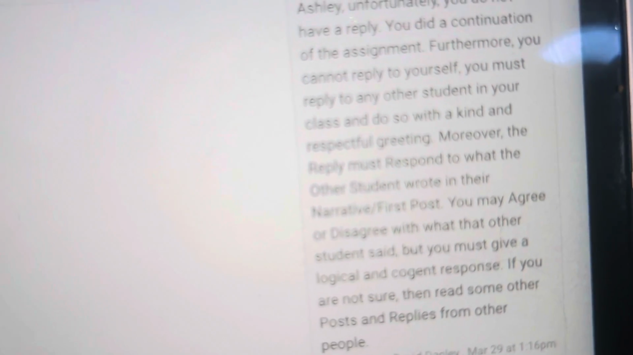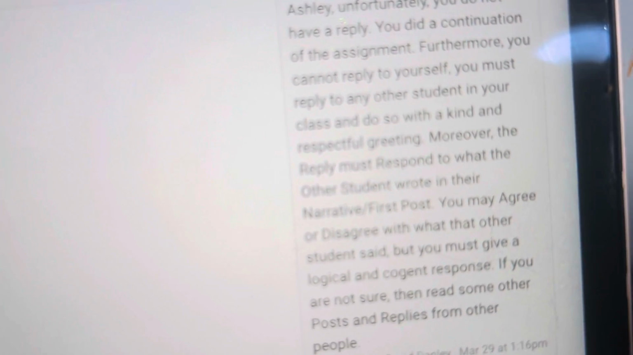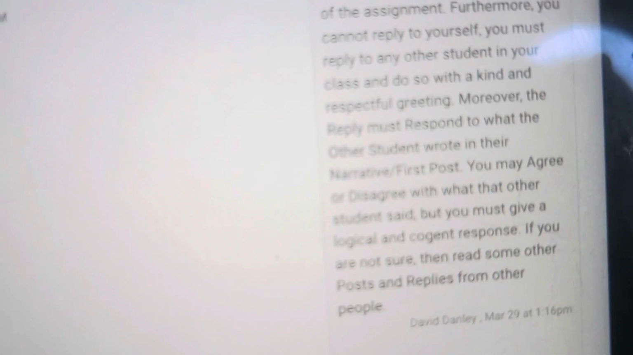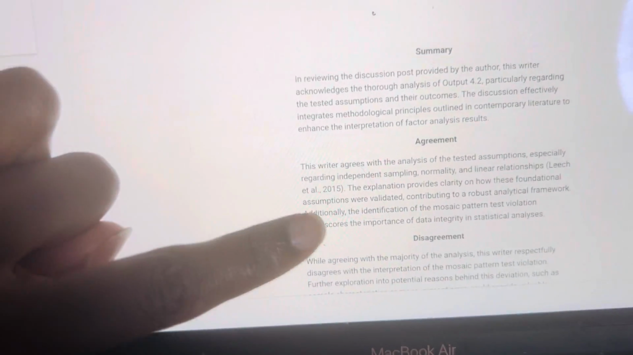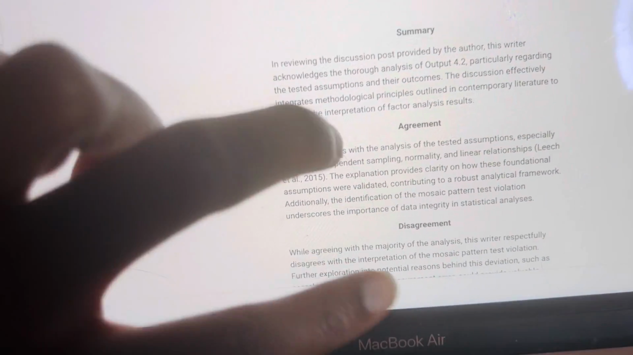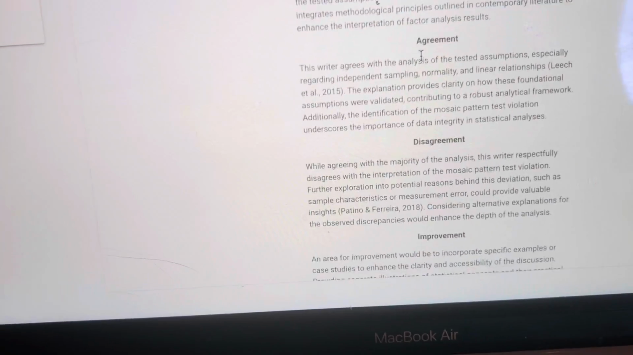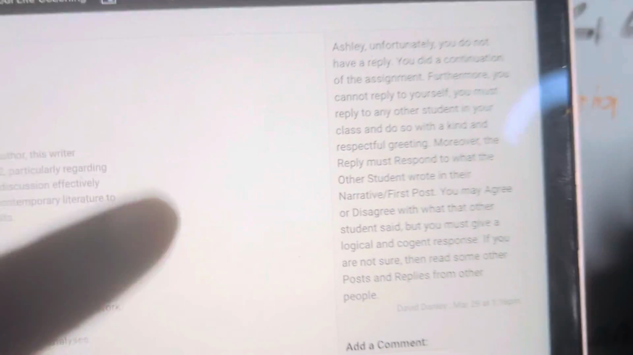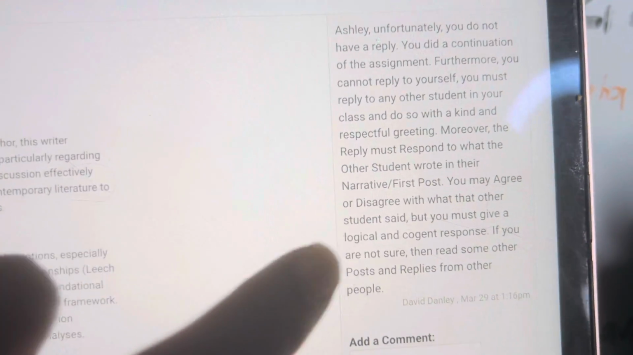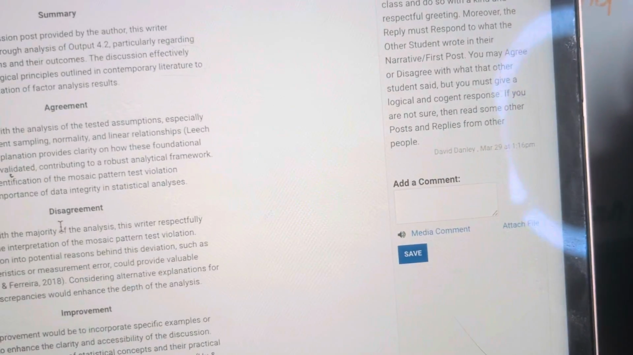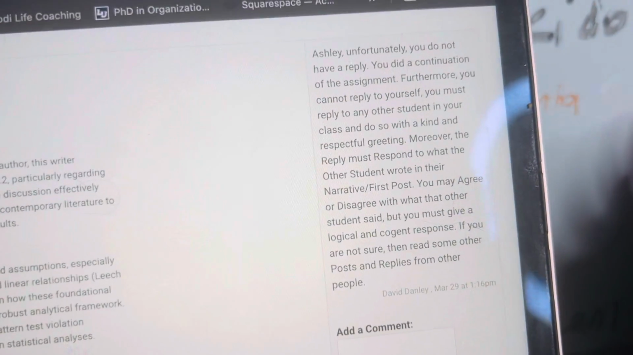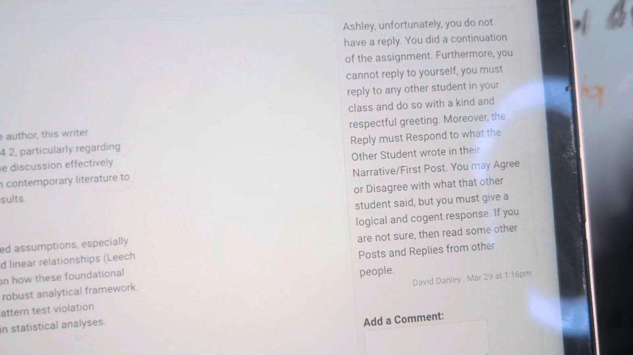Moreover, the reply must respond to what the other student wrote in their narrative first post. You may agree or disagree with what the other student said. That's not true, because I can't just agree or disagree. The instructions say that I need to provide a summary, an agreement, and a disagreement. I have to provide both on top of a summary, as well as areas of improvement. So even that is incorrect, and he does not know the rules to his own instructions, though he even claims that he wrote the curriculum.